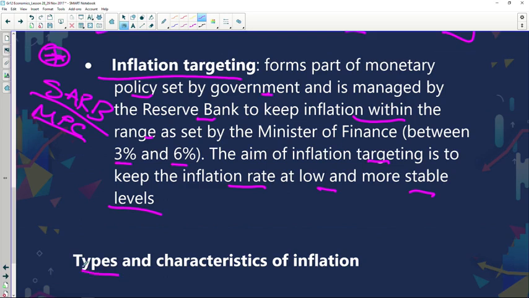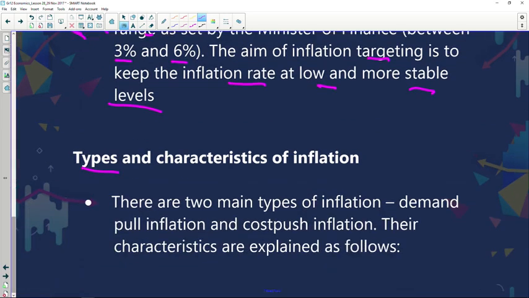So what are the types of inflation that we often come across? There are two main types of inflation. We have the demand pull inflation, and then we also have the cost push inflation, and we are going to explain them now.